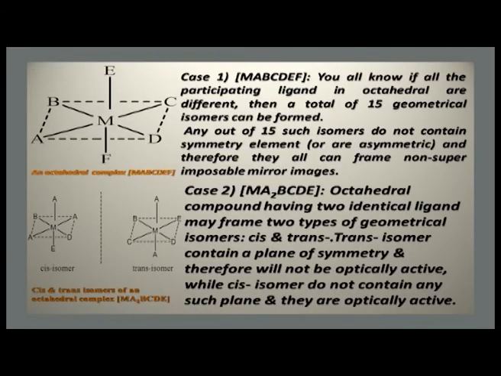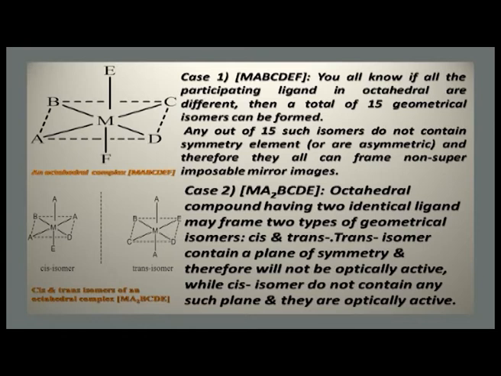Now, let's learn about optical isomers of coordination number 6. Let's start our study from all monodentate ligands. Case 1, MABCDEF. You all know, if all the participating ligands in octahedral geometry are different, then a total of 15 geometrical isomers can be formed. Any of these 15 isomers do not contain symmetry elements and are asymmetric, and therefore they all can frame non-superimposable mirror images.